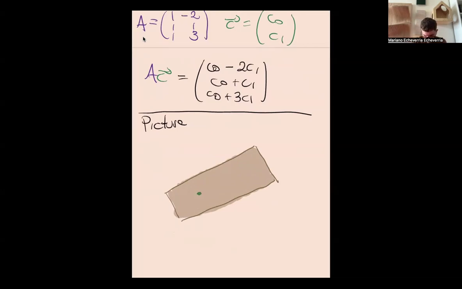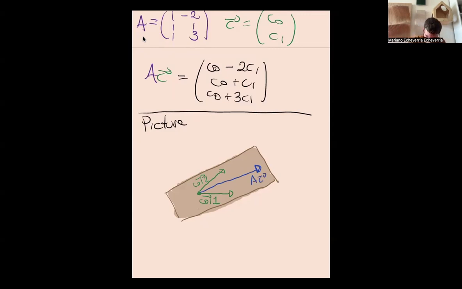So on this plane live the column vectors of the matrix. The first column vector of A, I'll call it column 1. Here also lives the second column vector of the matrix. And then the vector A times c is a linear combination of those two. So this is what A times c represents. It's a vector that lives on the plane.